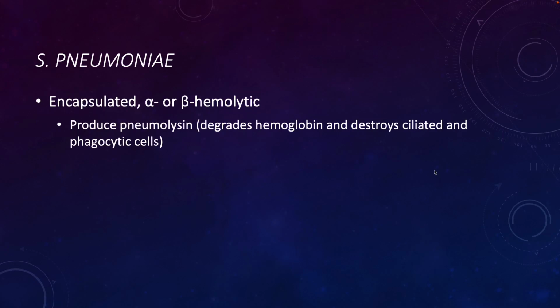So next we have Streptococcus pneumoniae. This is an encapsulated bacterium. It can be alpha or beta hemolytic, depends on the strain. It produces a toxin called pneumolysin, which not only degrades hemoglobin, but it also destroys ciliated cells and phagocytic cells.